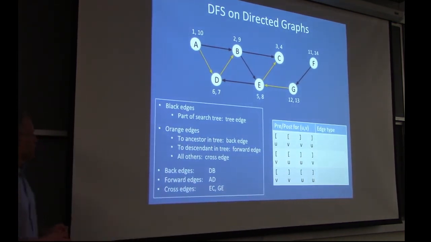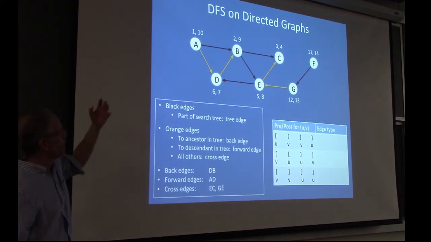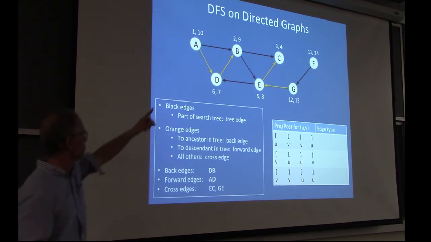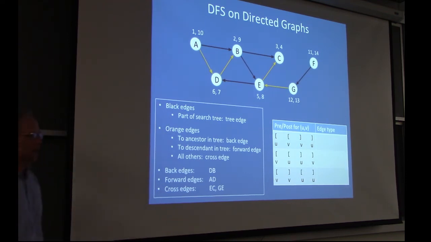So look at those orange edges up there and tell me which edges have that property. That the pre and post times of the from vertex sandwich the pre and post times of the to vertex. Okay, A to D is 1. See? A has a pre of 1 and a post of 10, which sandwiches the pre and post that are 6 and 7 for D. Do you see any others?